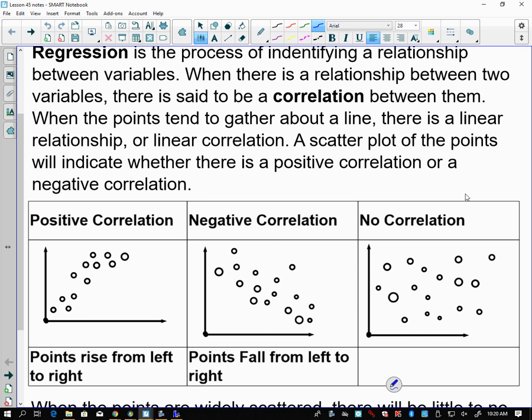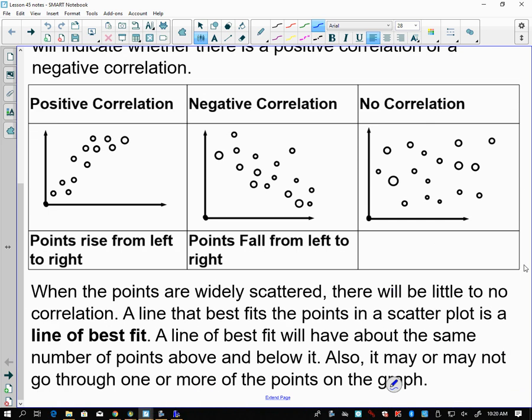All right, so when points are widely scattered, we say that there's little or no correlation. A line that best fits the points in a scatter plot is what we call the line of best fit, and I'm going to show you how to find that. A line of best fit will have about the same number of points above as below it, and it may or may not go through a couple of points on the graph.